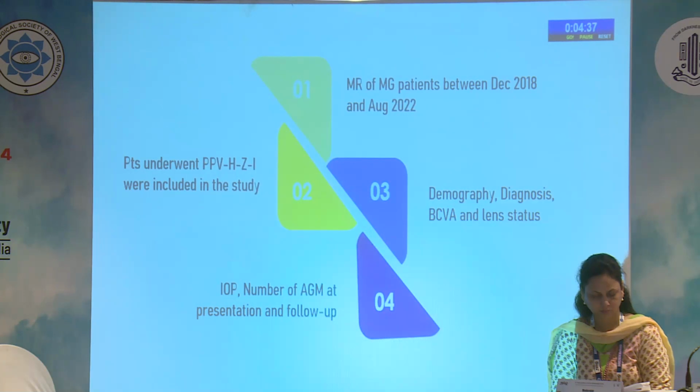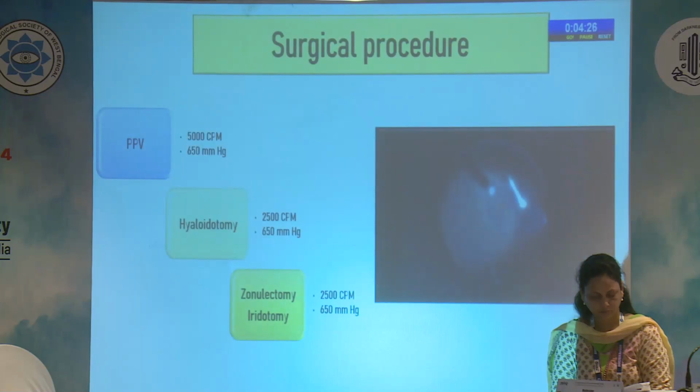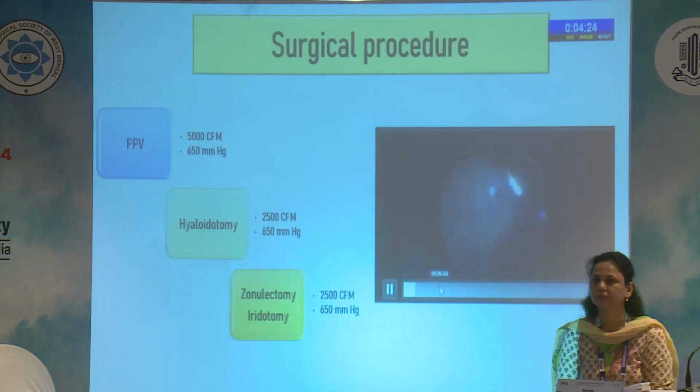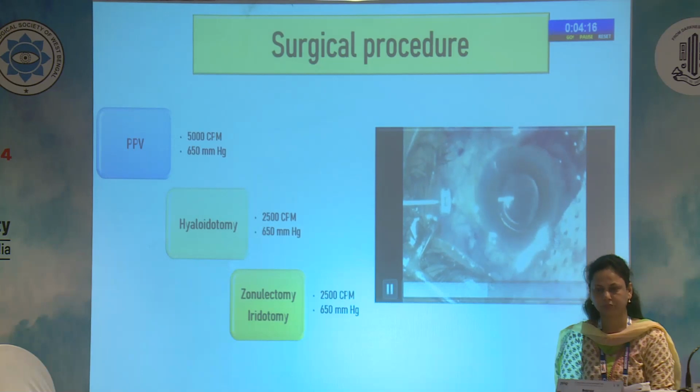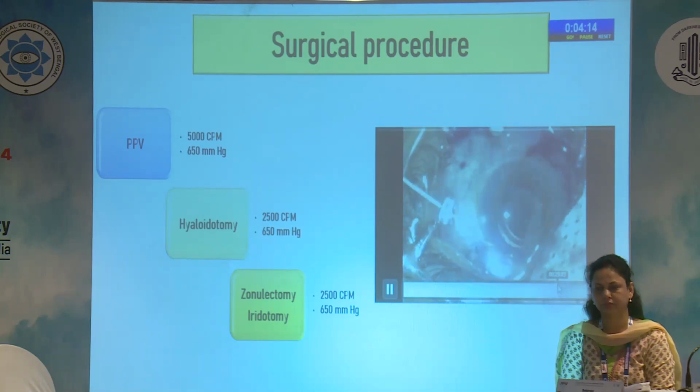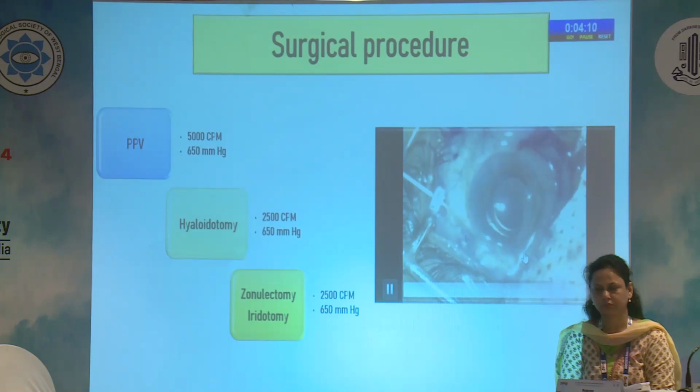The medical records of malignant glaucoma patients between December 2018 and August 2022 were collected. The patients who underwent the surgery were included in the study, and the IOP, number of anti-glaucoma medications, presentation and follow-up were recorded. This is a surgical procedure where the pars plana vitrectomy is done with a 5,000 cut rate and 650 aspiration rate. Then the hyaloidotomy is done, and finally the zonulectomy and iridotomy are done to make the eye unicameral.